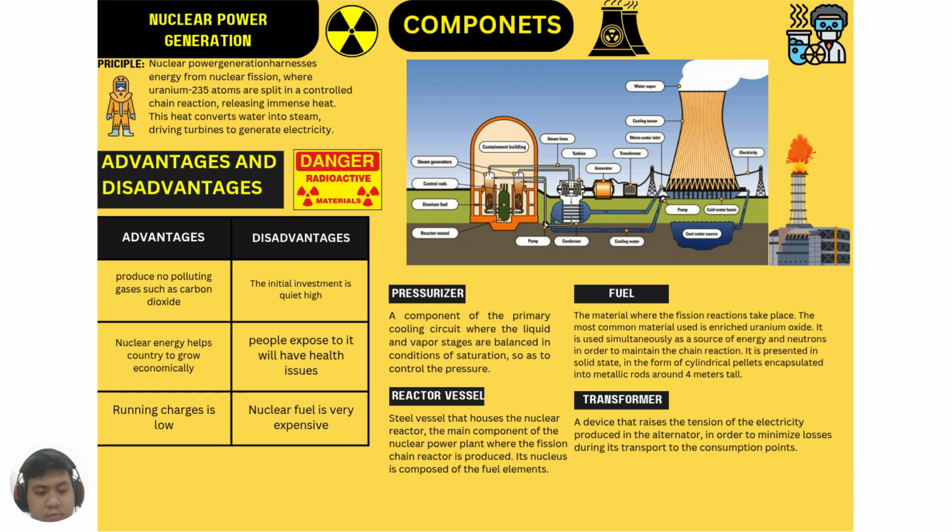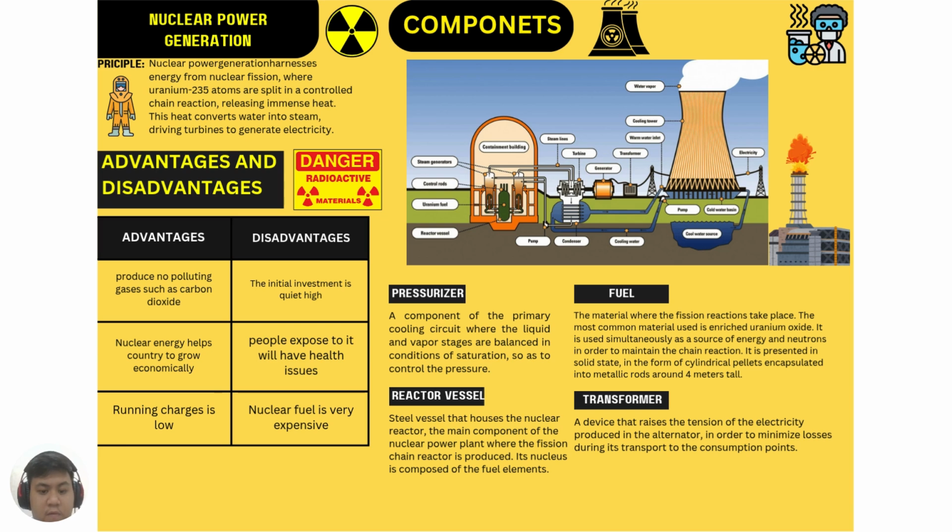The next one is the reactor vessel. The reactor vessel is basically a steel vessel that houses the nuclear reactor. It is the main component of the nuclear power plant, where the fission chain reaction takes place, composed of the fuel elements.